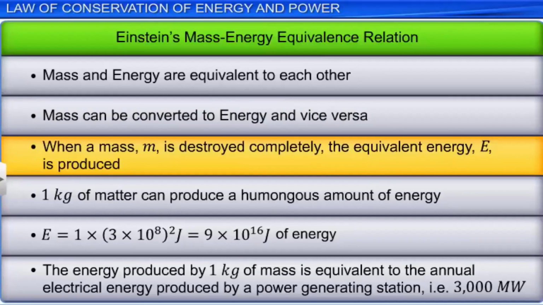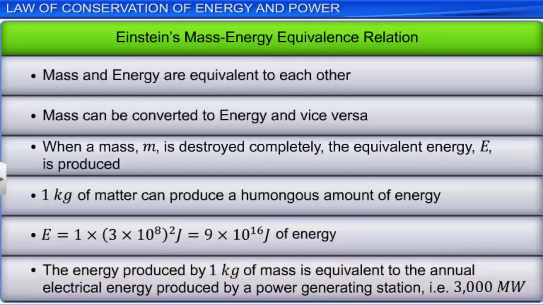Thus, according to Einstein's mass-energy equivalence equation, 1 kilogram of matter can produce a humongous amount of energy, which is E = 1 × (3 × 10⁸)² joules, equal to 9 × 10¹⁶ joules of energy. The energy produced by 1 kilogram of mass is equivalent to the annual electrical energy produced by a power generating station, that is 3000 megawatts.